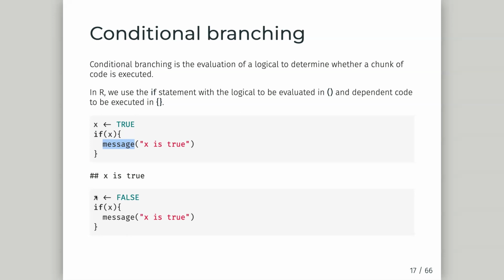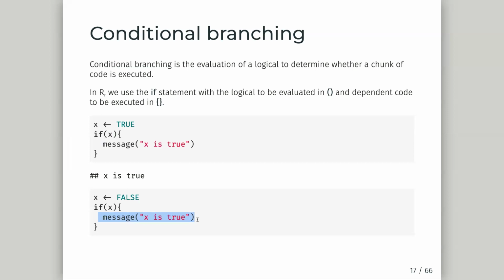If I change x now to be FALSE, it's going to go if, it's going to try and evaluate x. x isn't TRUE, it's FALSE. So we don't get this message, right? It doesn't go inside these curly brackets. It doesn't evaluate this expression. So I don't get the message, okay?